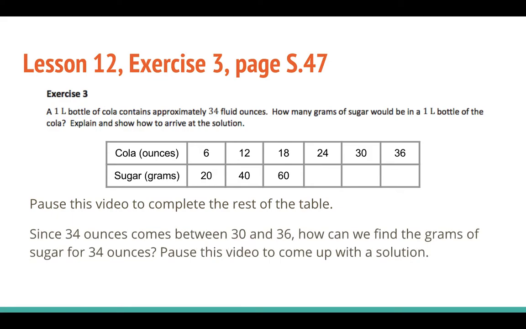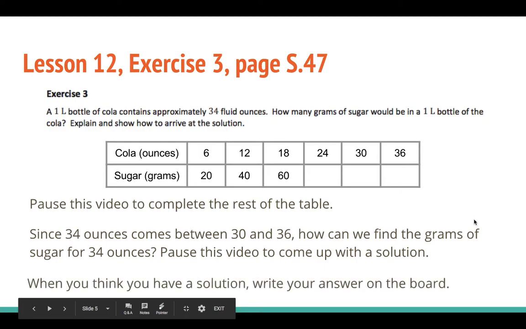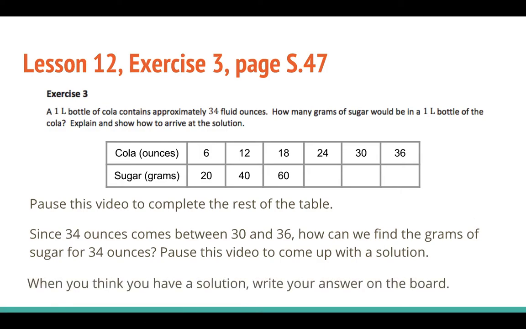Since 34 ounces comes between 30 and 36, right in between here, how can we find the grams of sugar for 34 ounces? Pause this video to come up with a solution. When you think you have a solution, write your answer on the board.